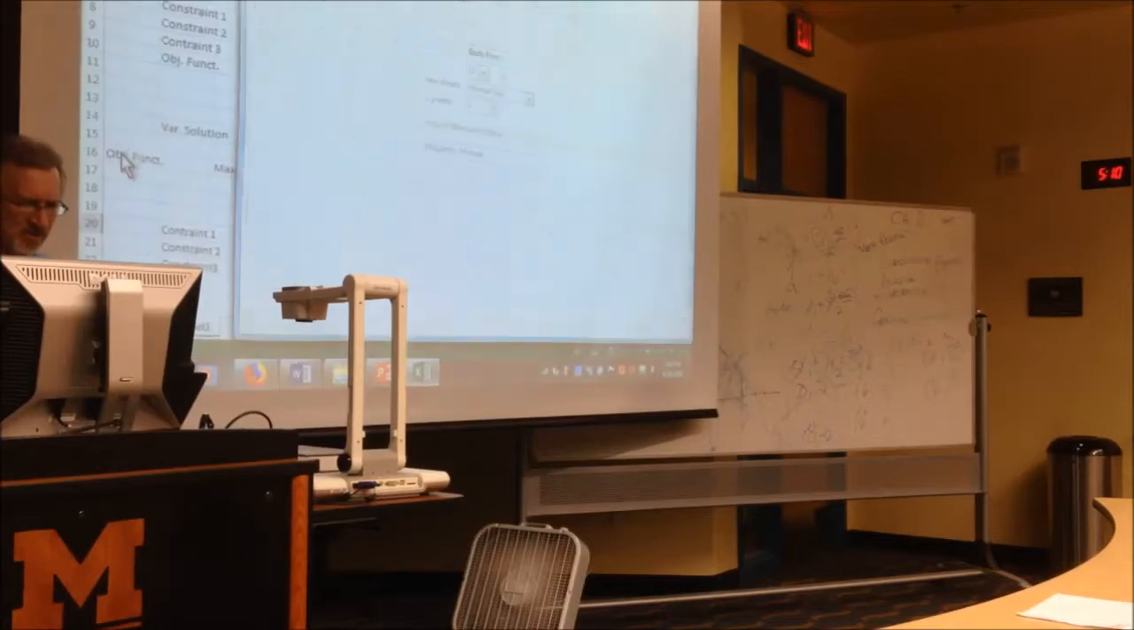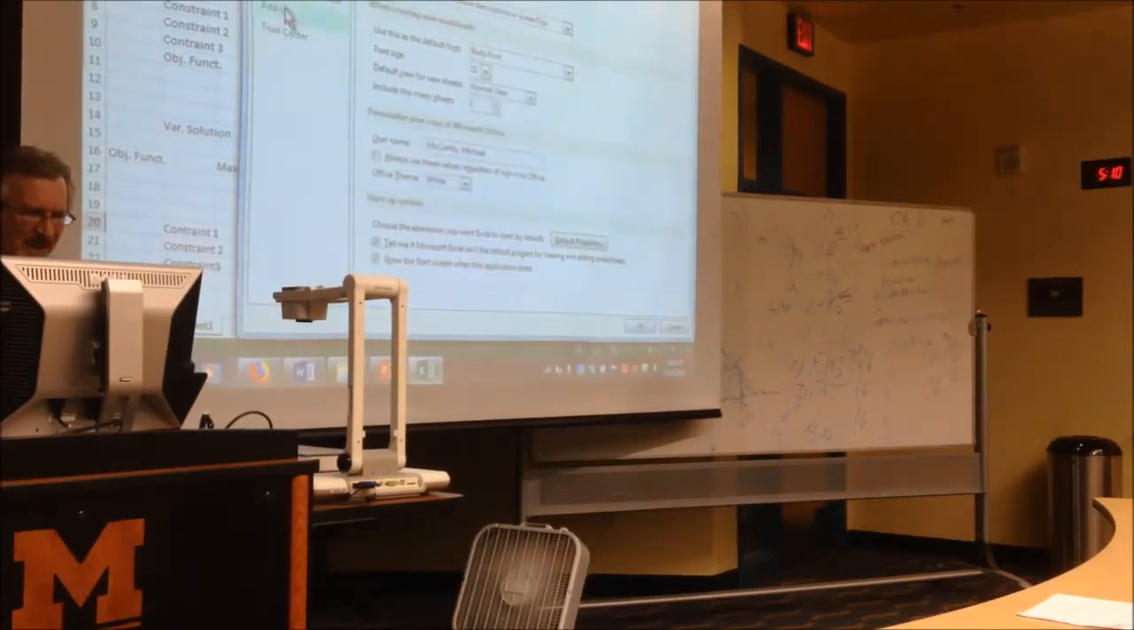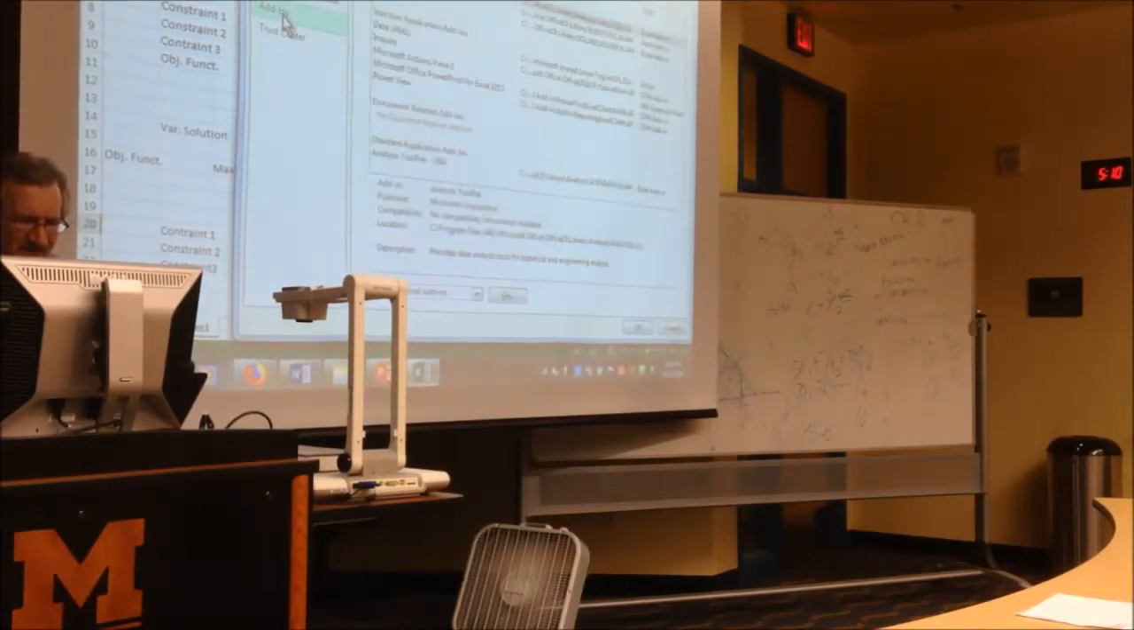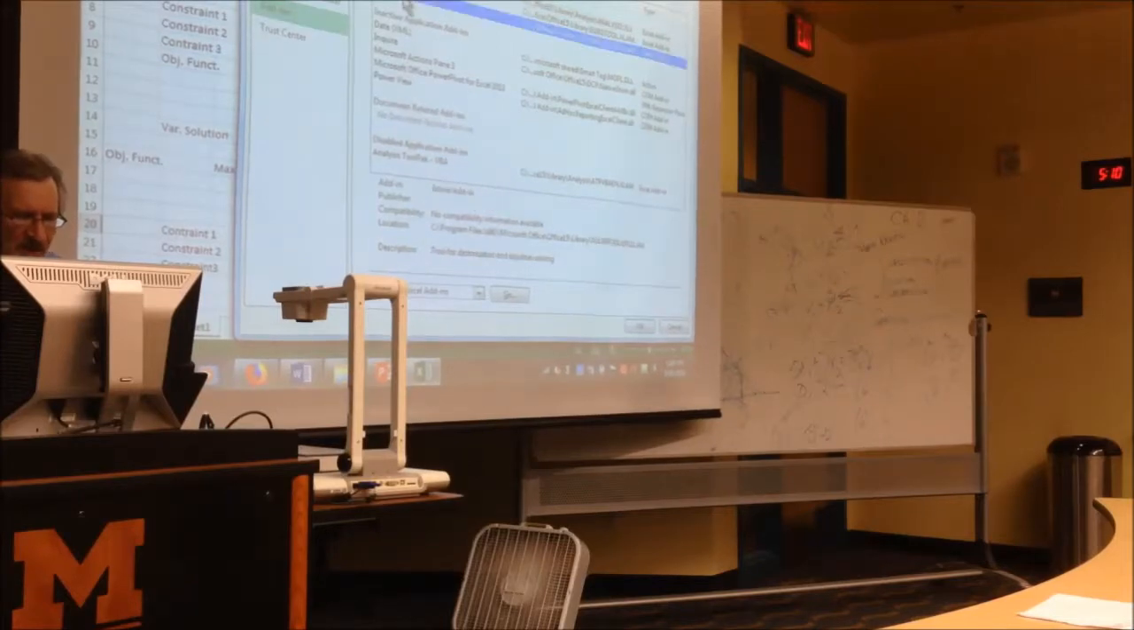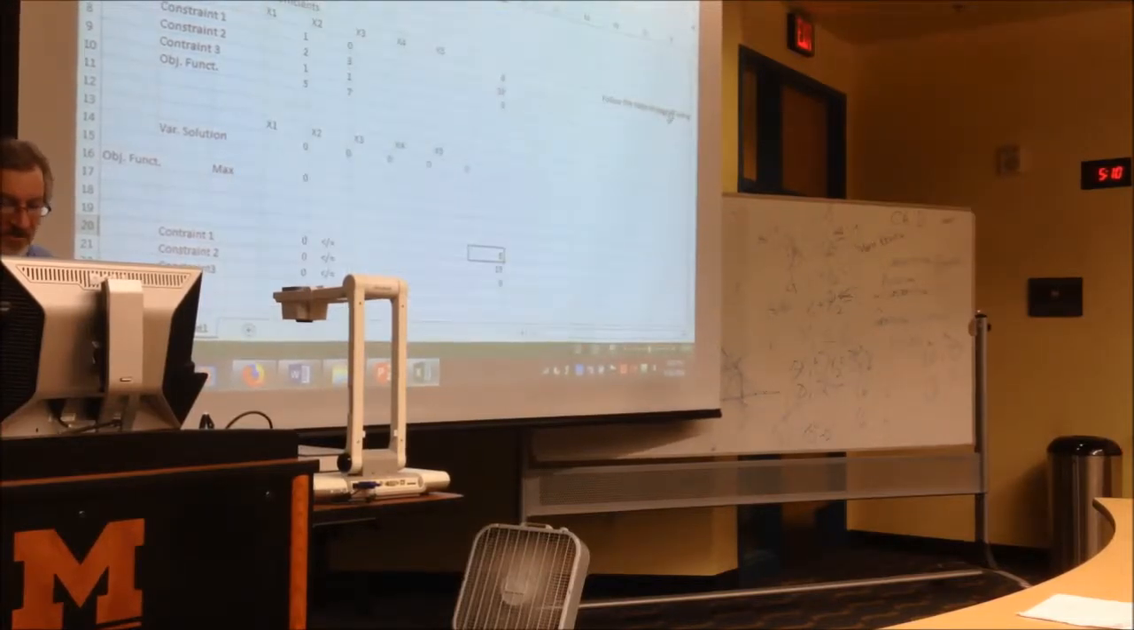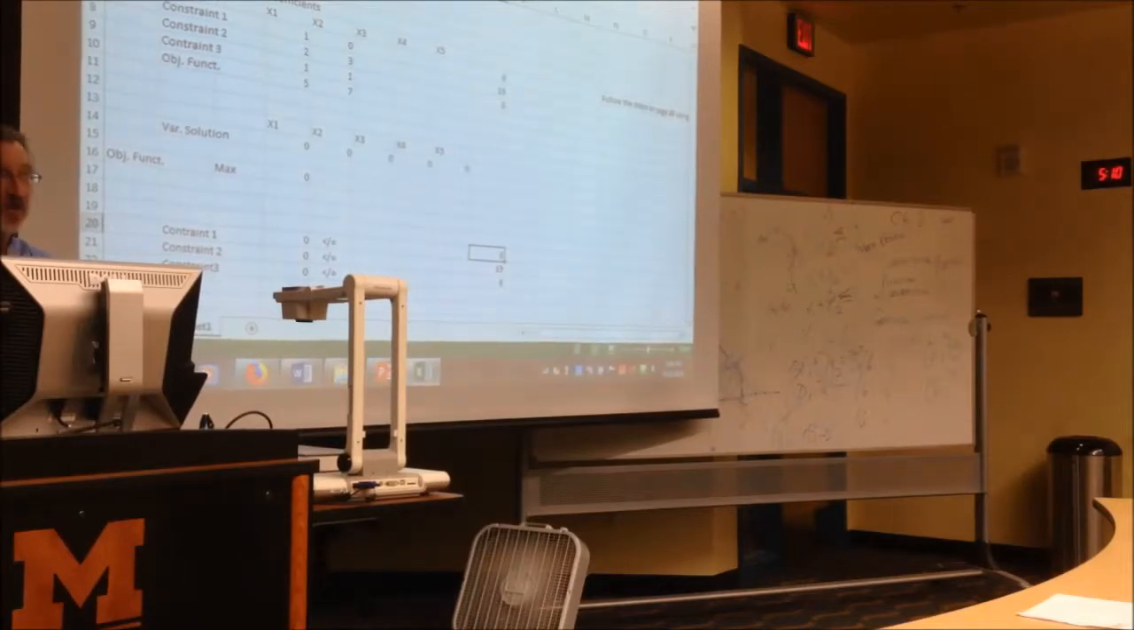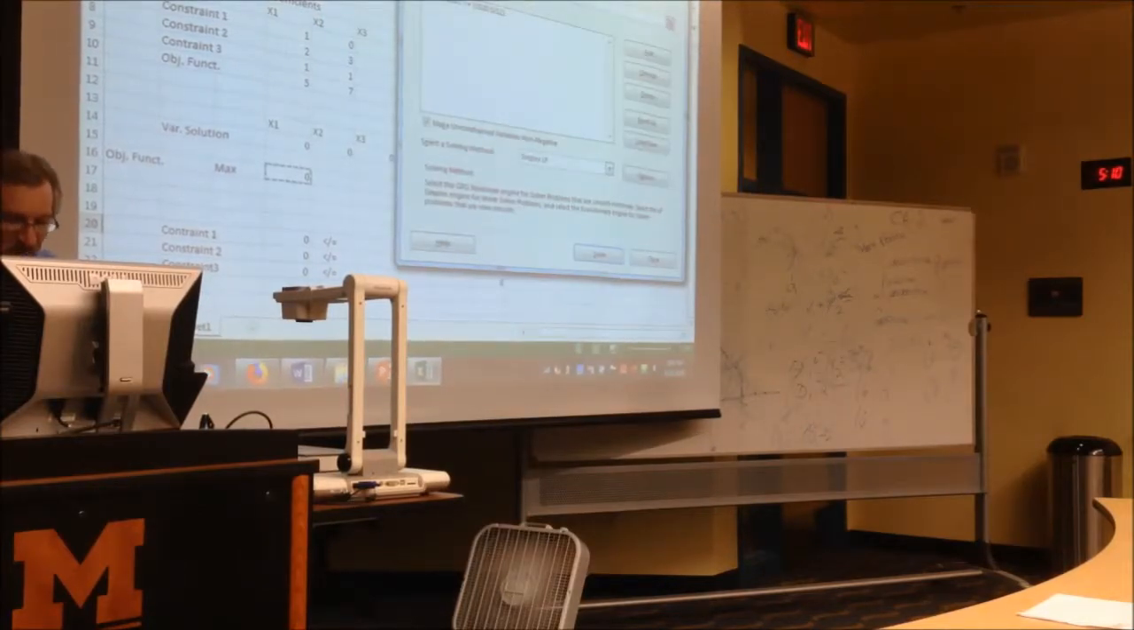File, options, add-ins, I think. Where's solver? Solver add-on right there. Follow the steps on page 89. Solver. Then it says, hang on, I get rid of these, then you can't see these. Hang on.